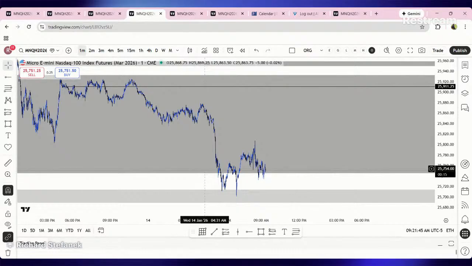So I would prefer it not to close today and stay either below or right at the midpoint of the opening range gap, and then maybe send us lower.